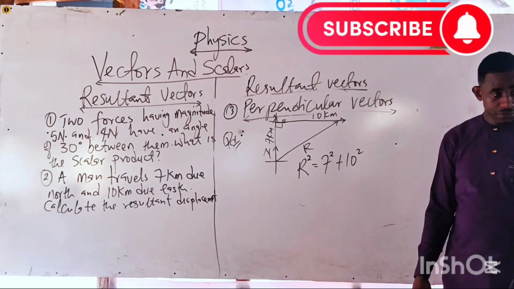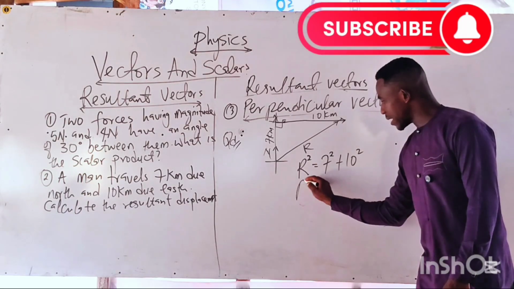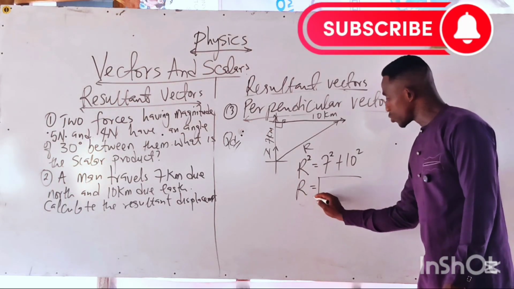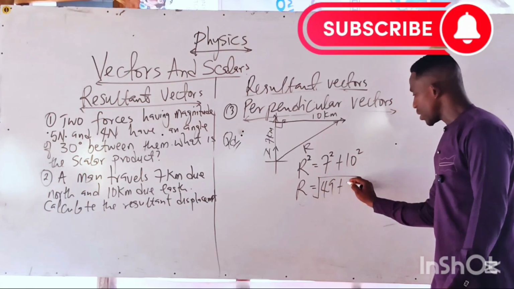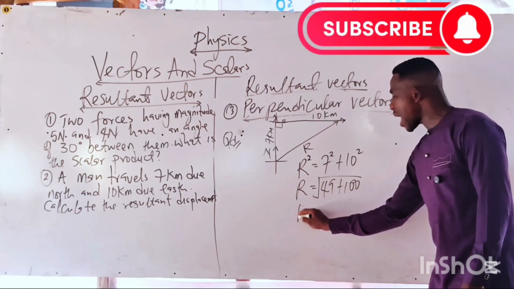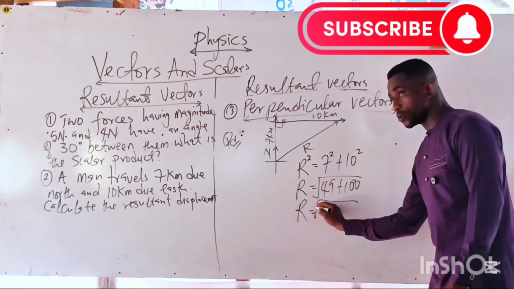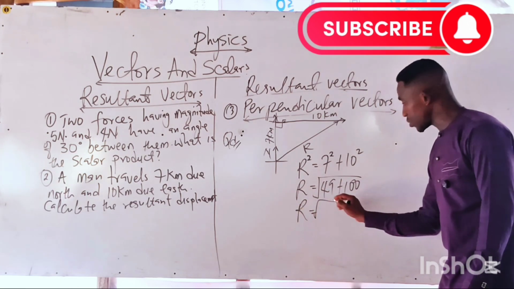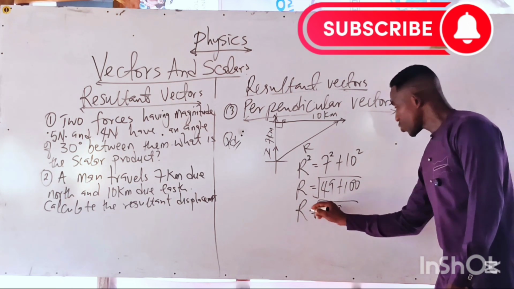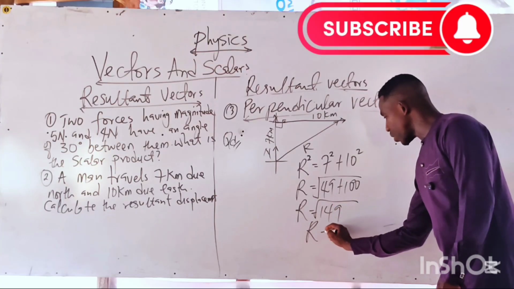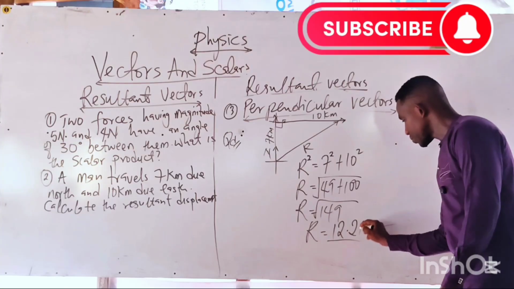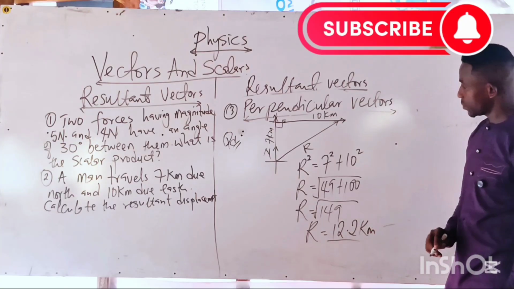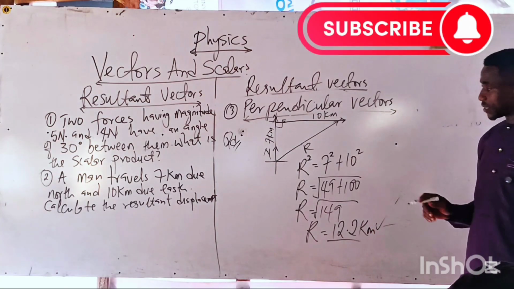So from here, you now say that R is equal to square root. 7 squared is 49. 10 squared is 100. R is equal to square root of 49 plus 100, which is 149. Square root of 149. R is equal to 12.2. So we have gotten this.